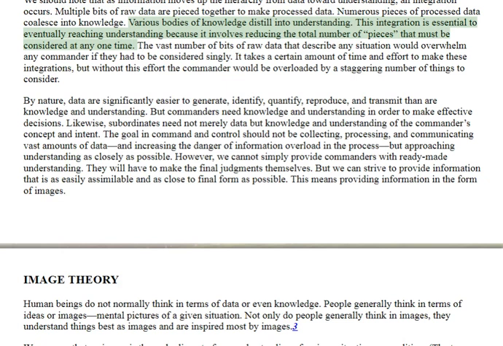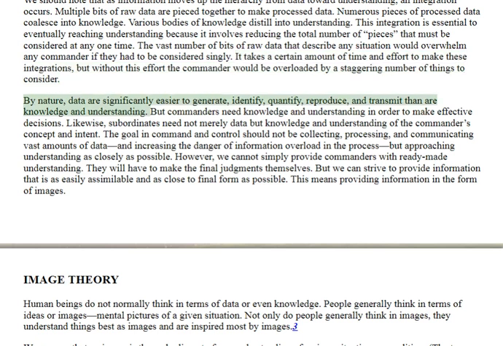This integration is essential to eventually reaching understanding because it involves reducing the total number of pieces that must be considered at any one time. The vast number of bits of raw data that describe any situation would overwhelm any commander if they had to be considered singly. It takes a certain amount of time and effort to make these integrations, but without this effort a commander would be overloaded by a staggering number of things to consider.